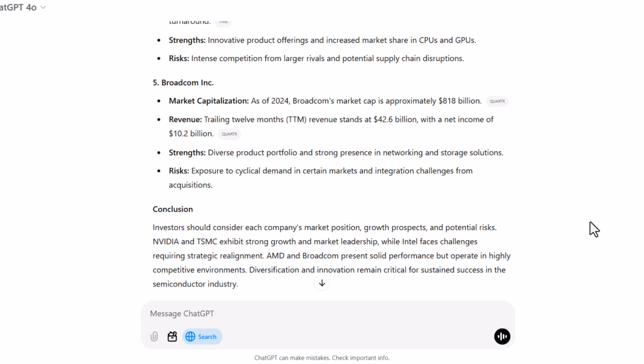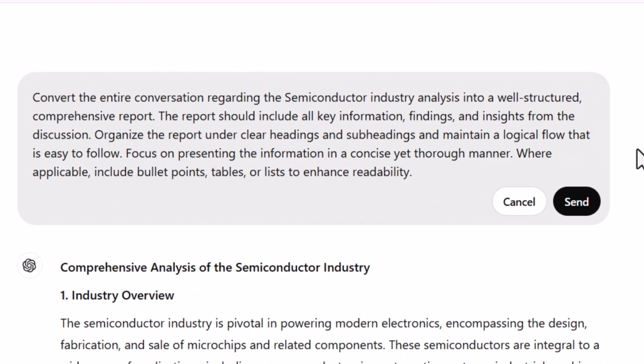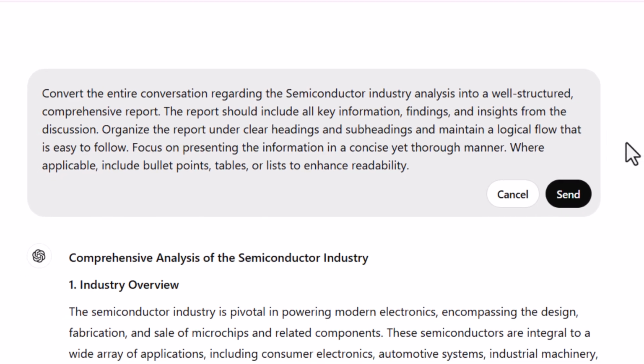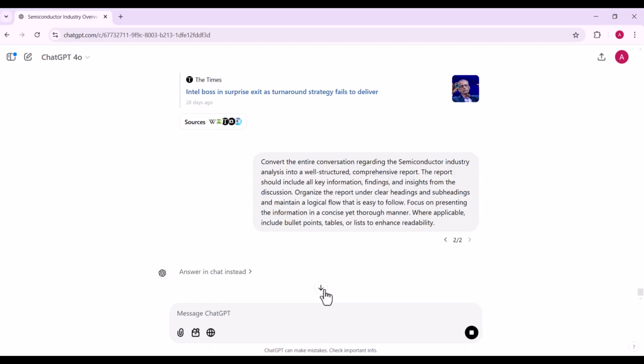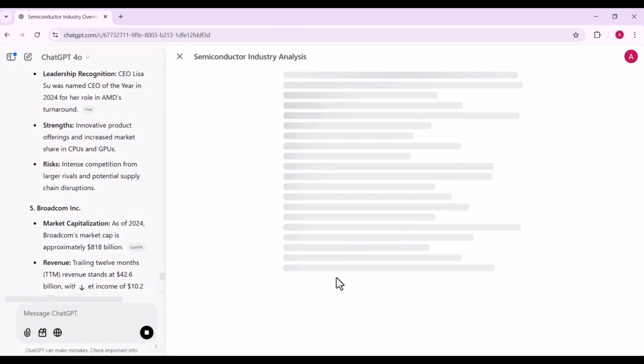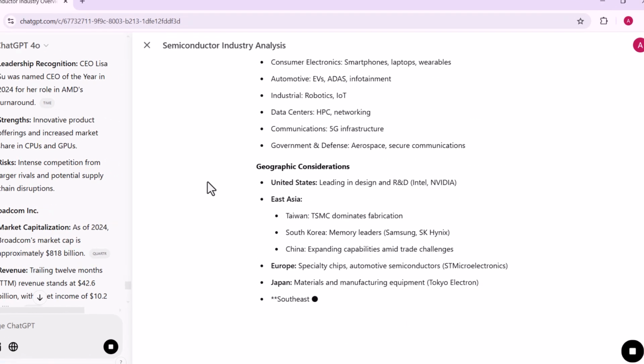Now that we've completed all 4 parts of this analysis, we have a wealth of information about the semiconductor industry. We're going to use one more prompt in order to organize all of this information into a well-structured report. And I need to remember to turn off the internet search because we don't want it for this. I can see that it's automatically activating Canvas because it knows that this is a report.